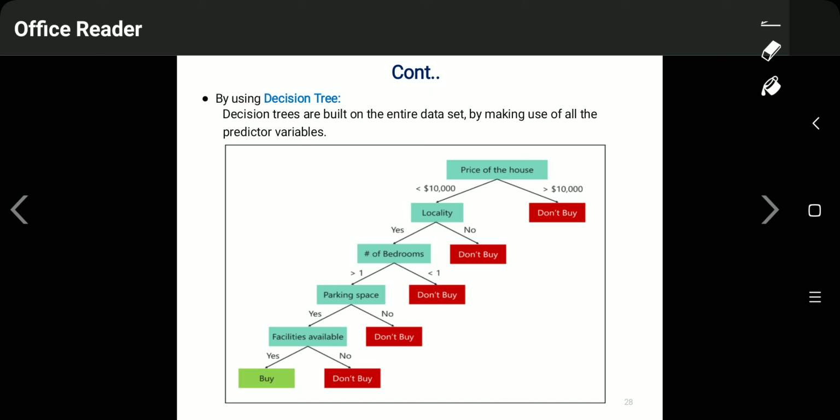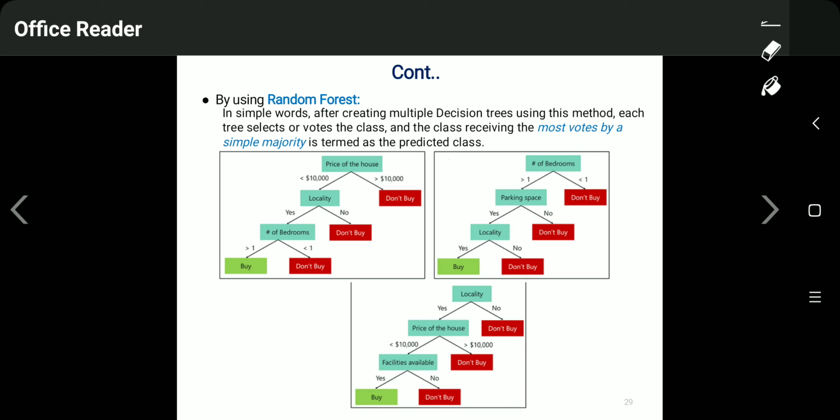So just see here, first the price of the house is evaluated. If it is okay, then we'll move ahead. Then the locality is evaluated, then the number of bedrooms, then the parking space, then the facilities available, and so on. And whatever decision this single decision tree gives, that decision will be taken by the buyer. Now, what happens in random forest?